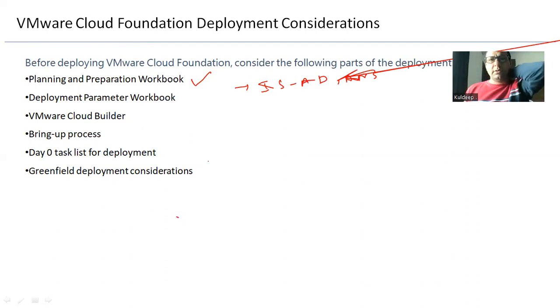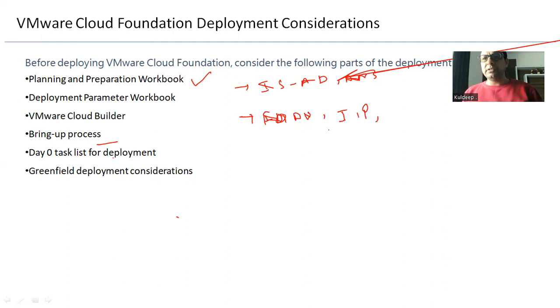NTP and all. Then all the FQDN records of my environment, fully qualified domain name records in the DNS, and all the IP schema, what kind of cluster I am planning, what the service records would be. All the details I have to mention in the deployment planning and preparation workbook.